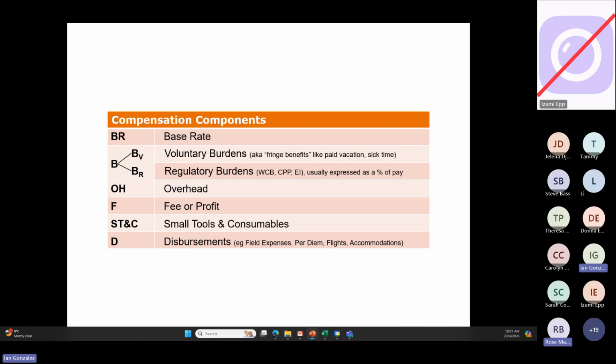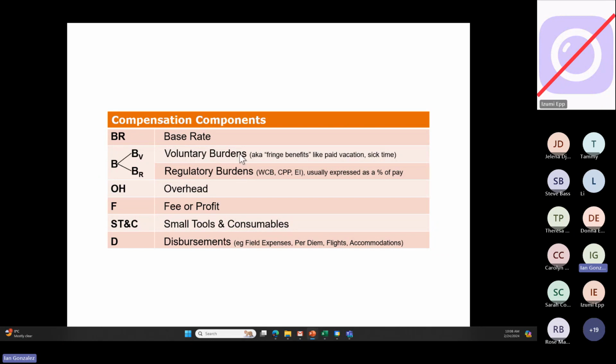And here are the traditional components in Canada for labor costs. These people that you hire, whether directs or indirects, have a base rate. Think of it like your base salary. It means whatever happens, they're getting that base rate per hour. Then they have burdens, and you can break that into two: the voluntary burdens and the regulatory burdens.